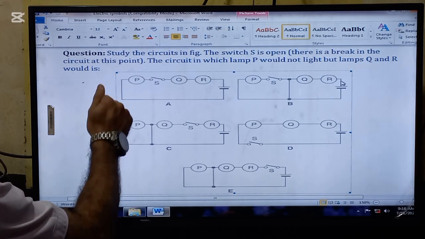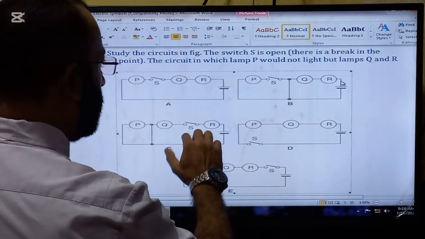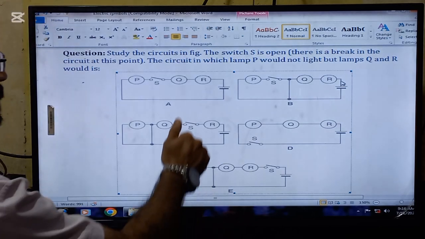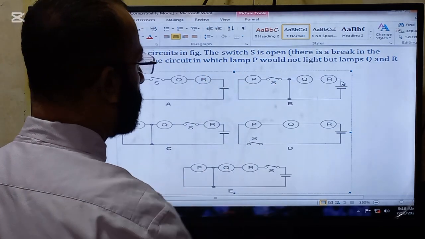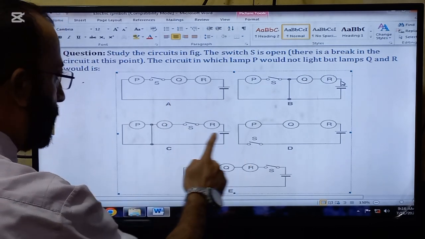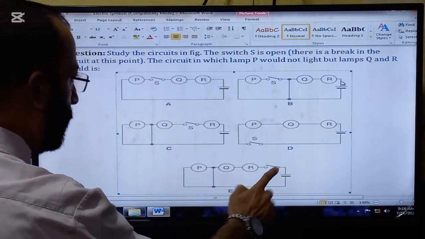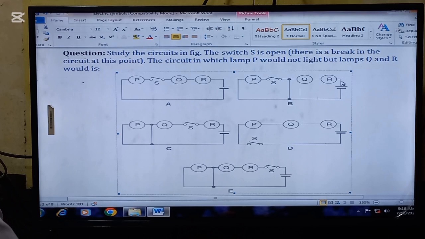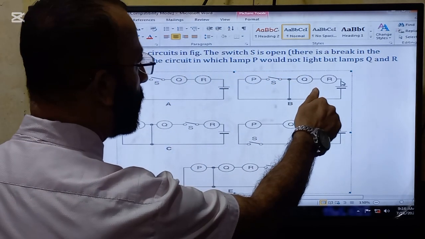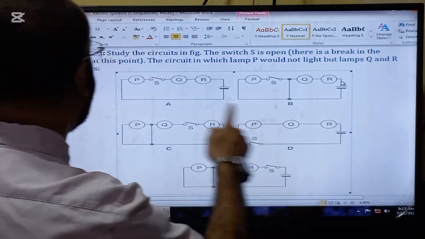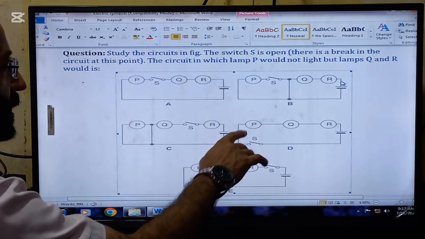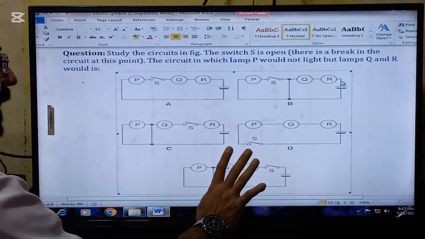Here is a question. Study the circuits in the figure. Here are 5 circuits. The switch S is open. Look now, in all these circuits, switch S is open. So circuit is broken. Which circuit is it in which lamp P would not light, but lamps Q and R would? P will not light, but Q and R will light.